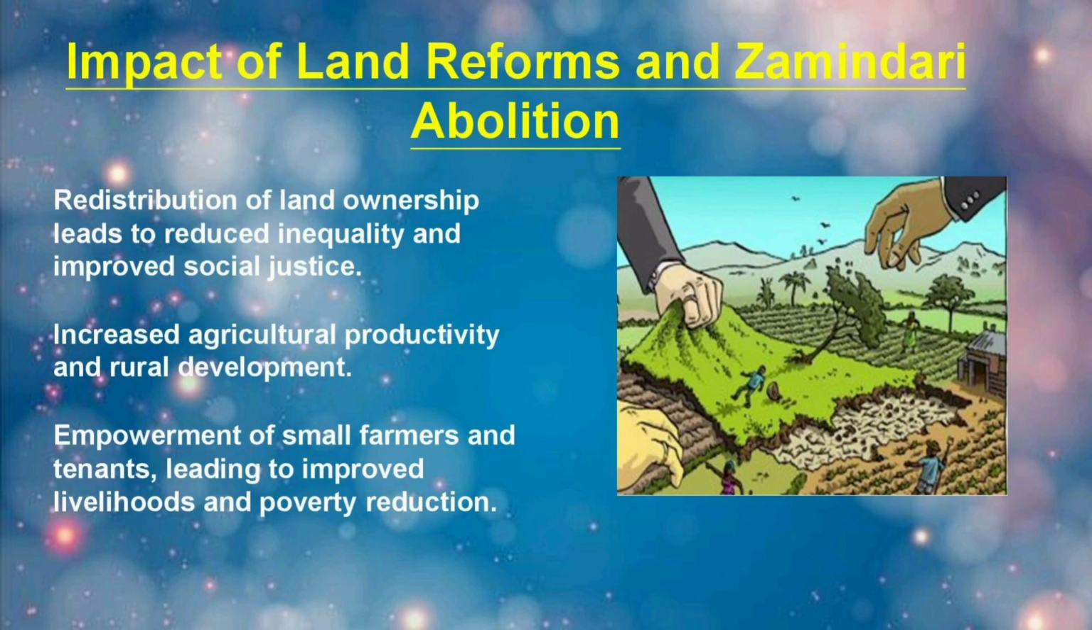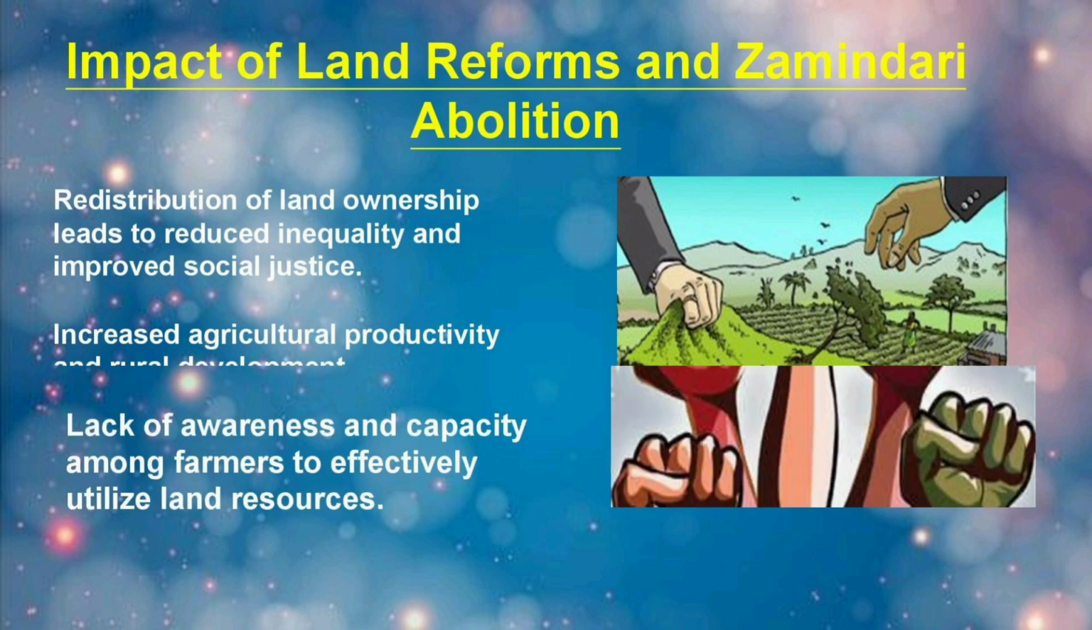Impact of land reforms and Zamindari abolition. Redistribution of land ownership leads to reduced inequality and improved social justice, increased agricultural productivity, and rural development, empowerment of small farmers and tenants, leading to improved livelihoods and poverty reduction.